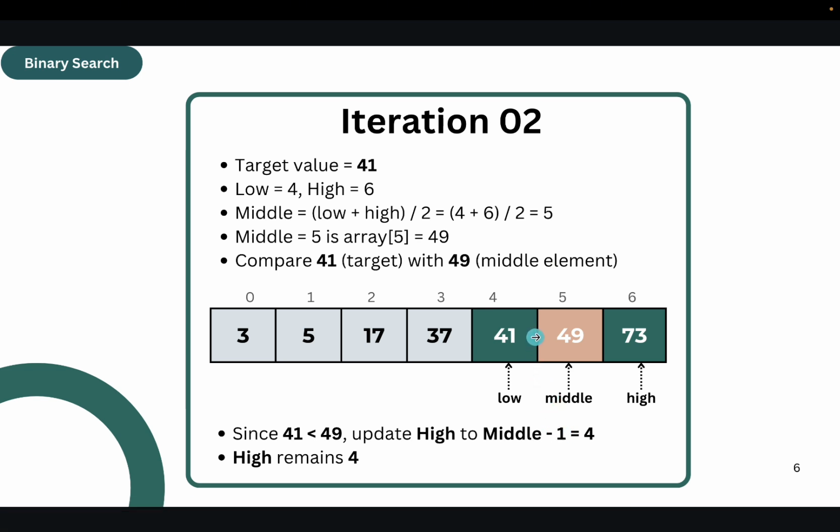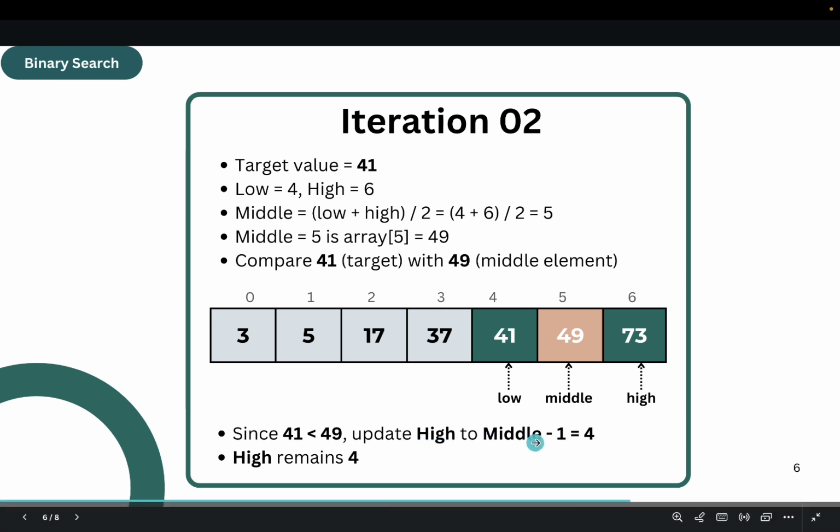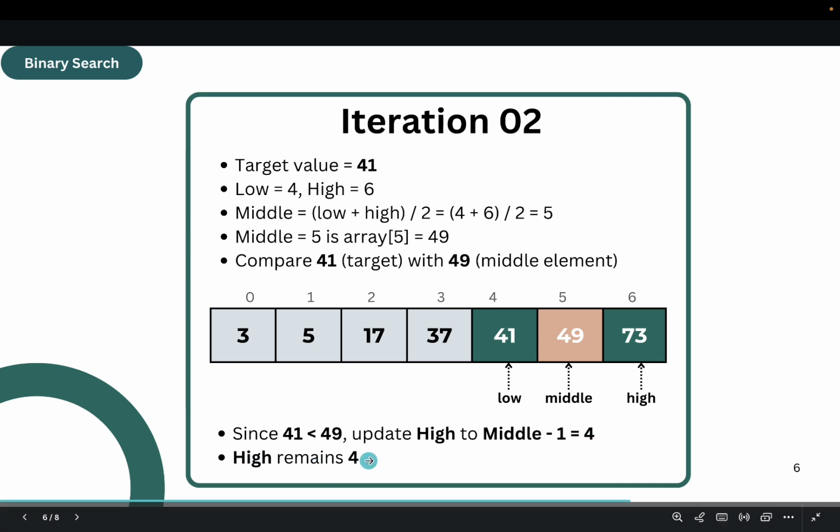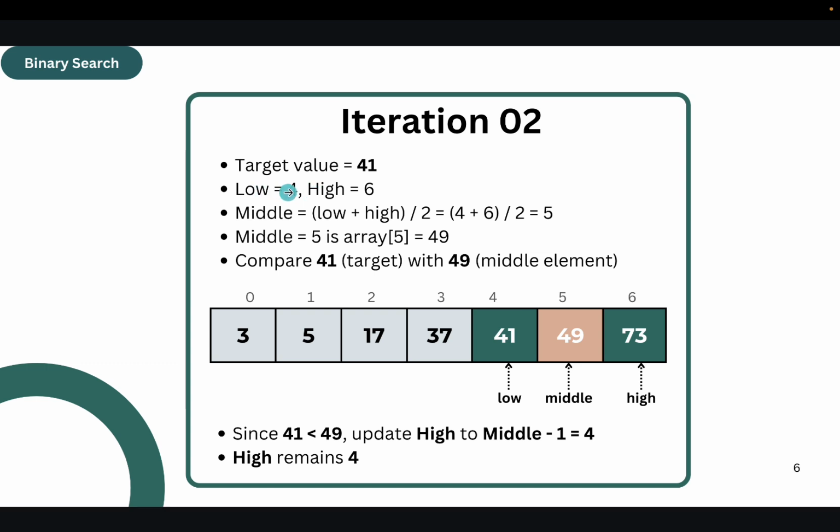So when our target value was greater than the middle element, we updated low to middle + 1. And now when our target value is less than the middle element, we are updating high to middle - 1. Middle being 5, 5 - 1 is equal to 4. So high is now 4, and we haven't updated low, so low will remain as 4 at this point.